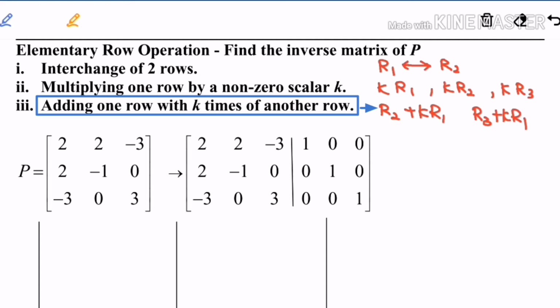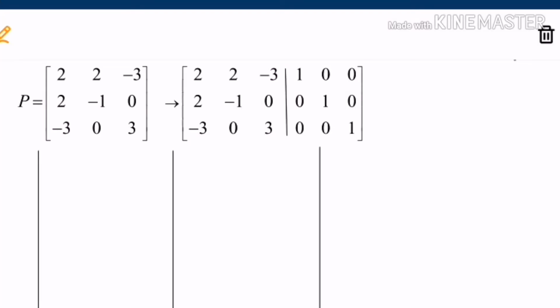So now we are going to use the rules that have been given in 1, 2, 3 to discuss an example. We are going to use the rules of the ERO, or elementary row operations, to solve a problem, that is to find the inverse of P. Given the matrix P, we are going to find the inverse of P. To use the ERO, first we have to write it in this form.